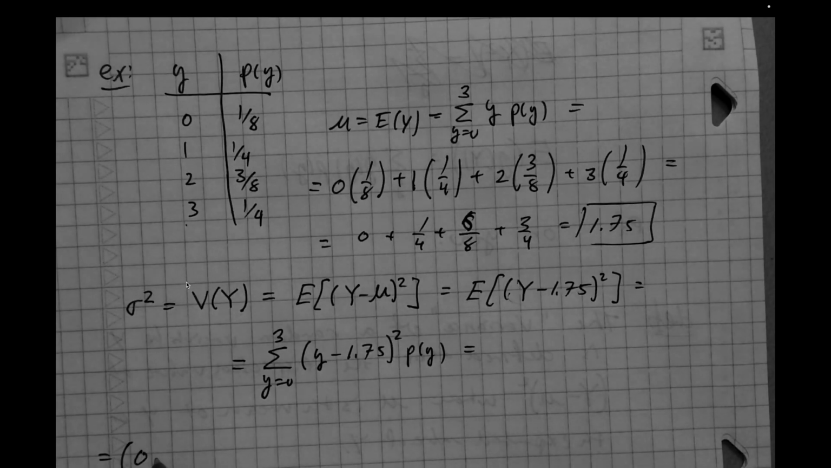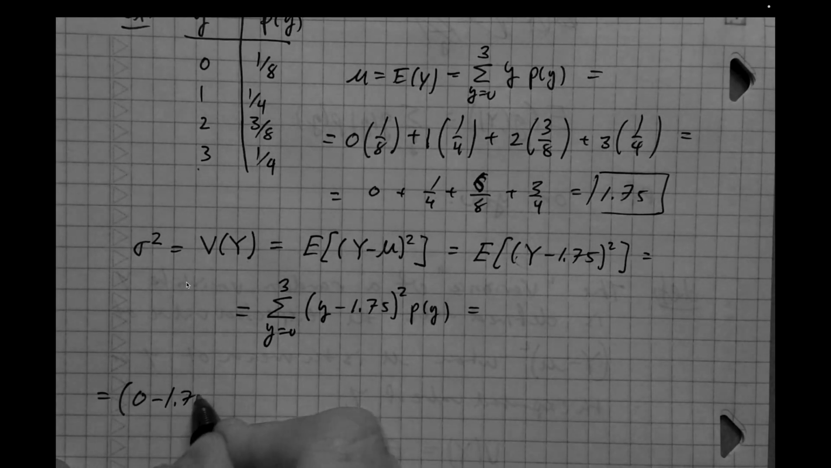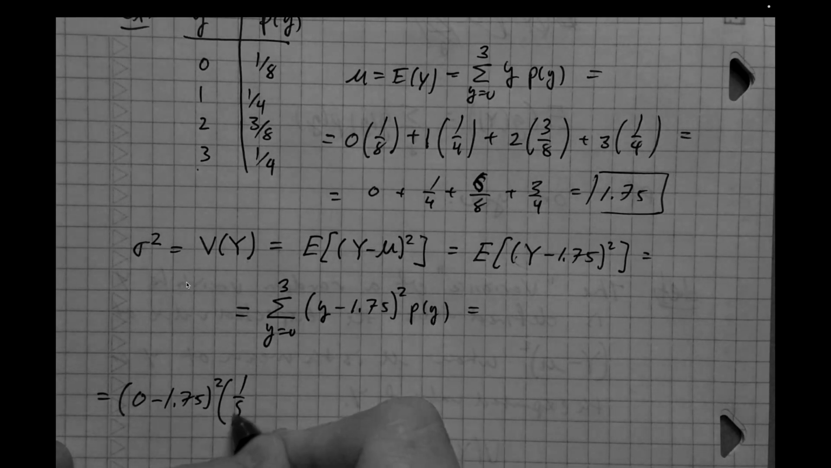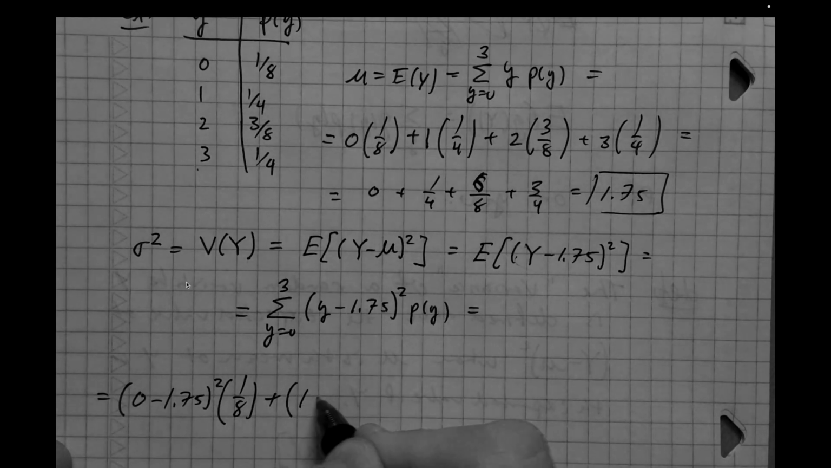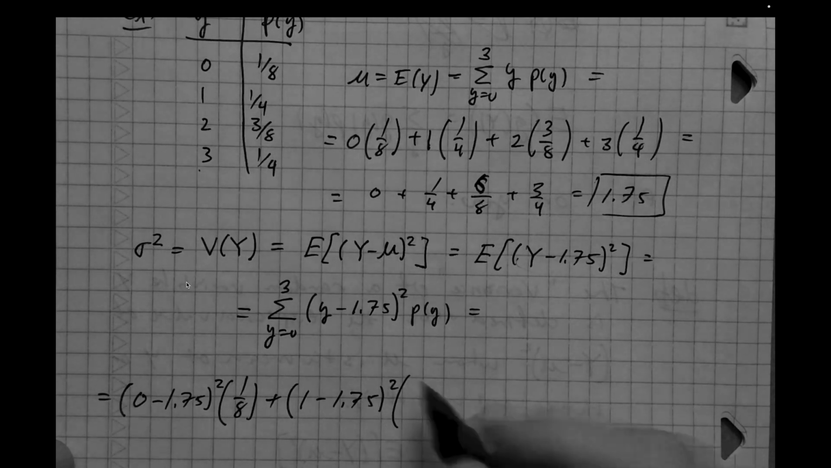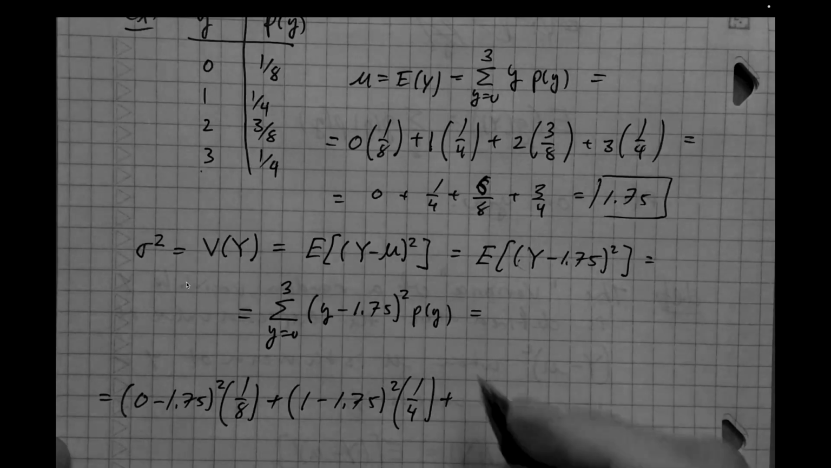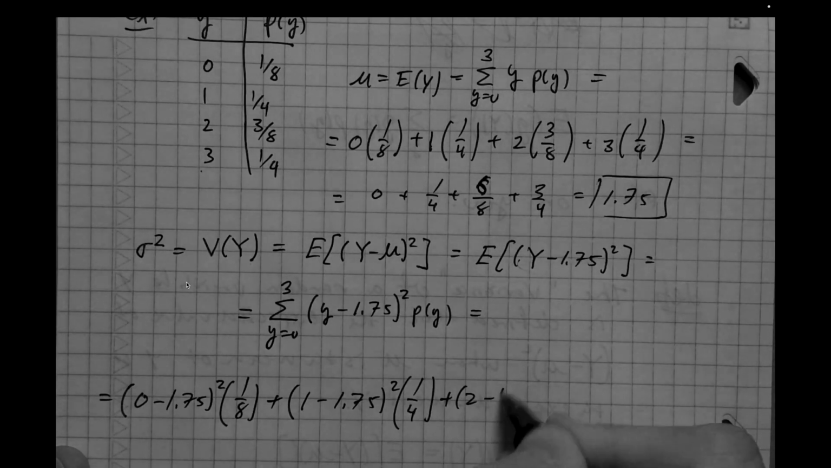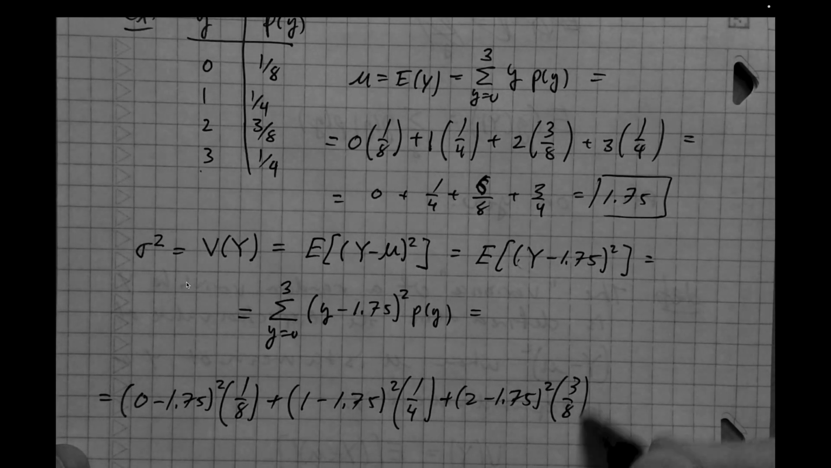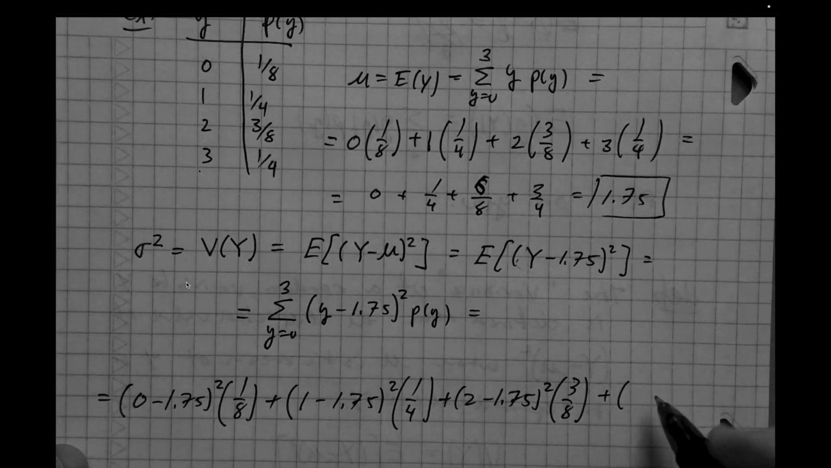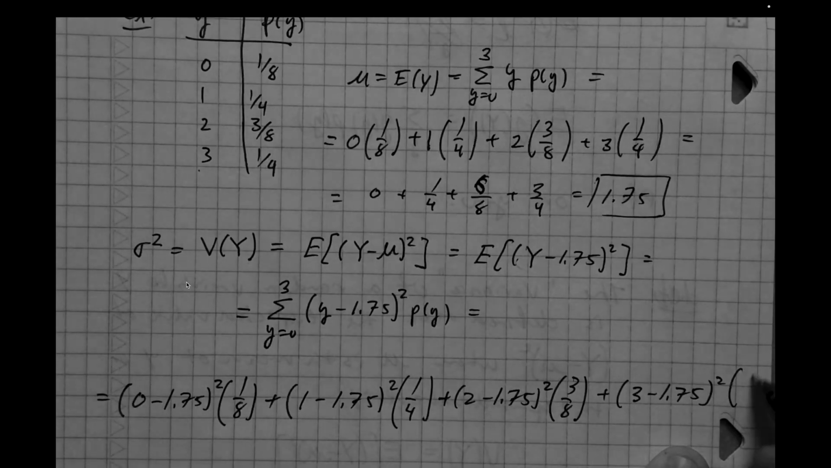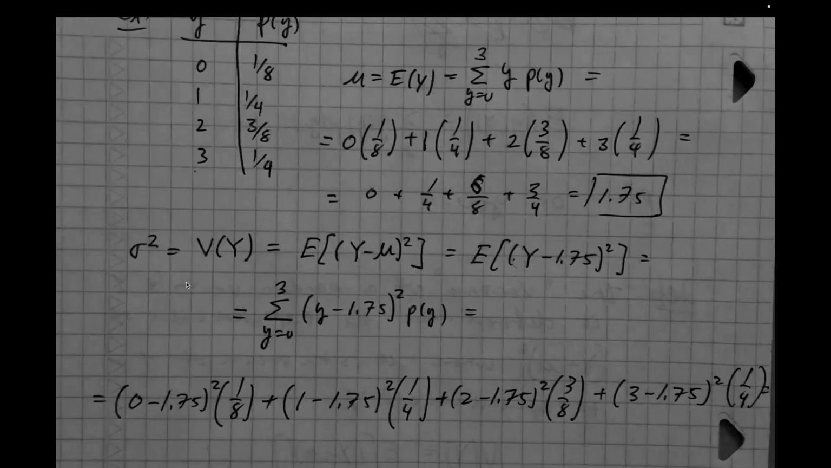So that would be (0 minus 1.75) squared times the probability of 0, which is 1/8, plus (1 minus 1.75) quantity squared times the probability of 1, which is 1/4, plus (2 minus 1.75) quantity squared times the probability of 2, which is 3/8, plus (3 minus 1.75) quantity squared times the probability of 3, which is 1/4. Okay, so you've got this sum.